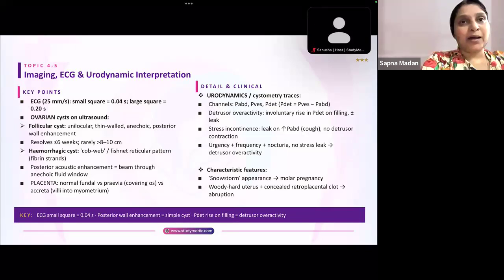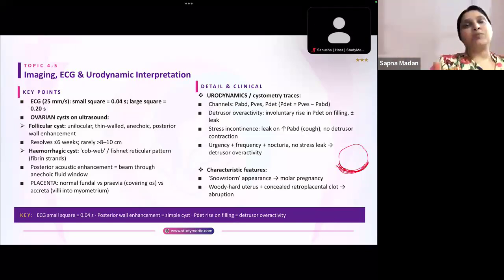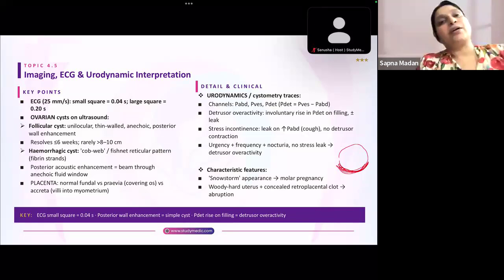Then there is something called posterior acoustic enhancement. If the beam is flowing through an anechoic fluid window, then if there is a cyst that is seen at the end of the structure, then there will be enhancement. So there will be a bright hyperechoic area at the end. So that is known as posterior acoustic enhancement.